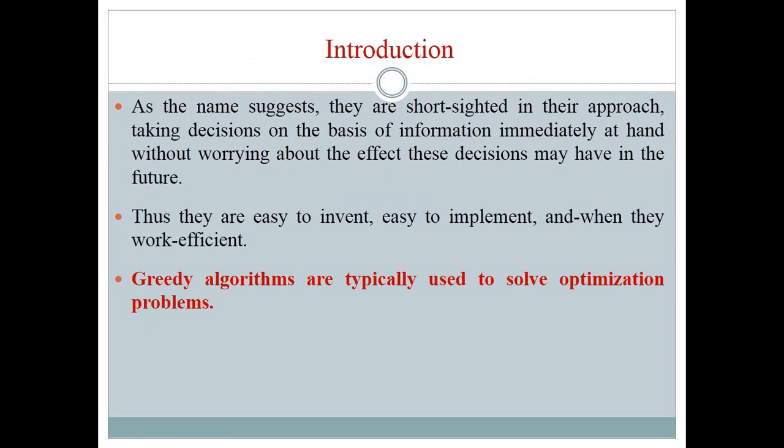As the name suggests, they are short-sighted in their approach, taking decisions on the basis of information immediately at hand without worrying about the effect these decisions may have in the future. So in a greedy algorithm, decisions will be taken on the basis of immediately available information. We will not worry about future updates of our problem. Thus they are easy to invent, easy to implement, and work efficiently.